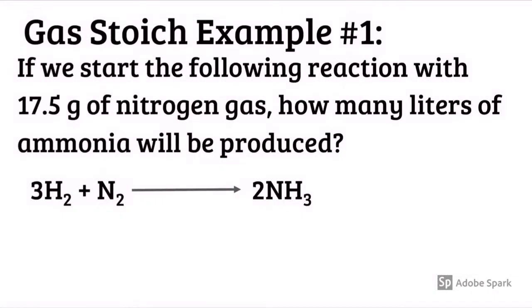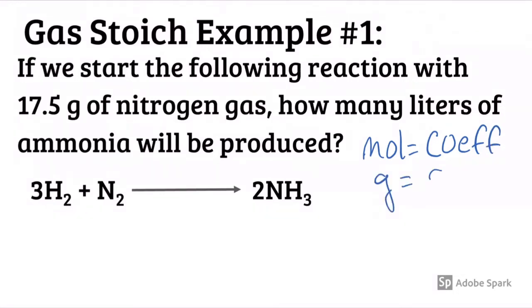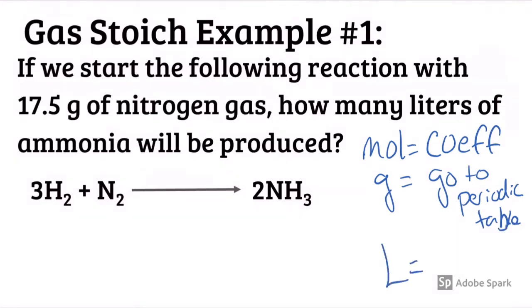Okay, so gas stoichiometry, example number 1. If we start the following reaction with 17.5 grams of nitrogen gas, how many liters of ammonia will be produced? Now we haven't seen each other in a while, so we have to go over some general rules. Moles equals coefficient. Grams equals go to the periodic table. You may have a copy in your photos from when I passed it out in class, or you can look one up. Liters equals, this is the new one, coefficient times 22.4.